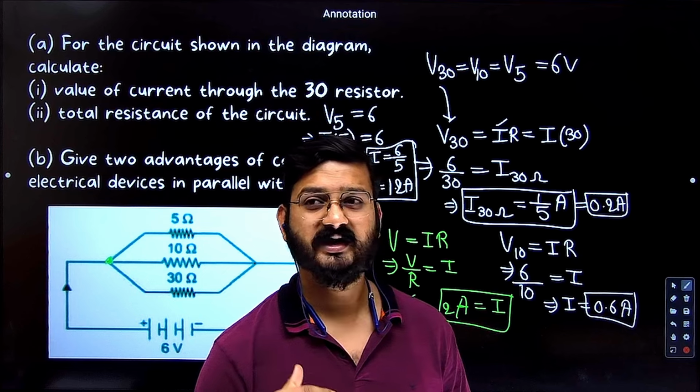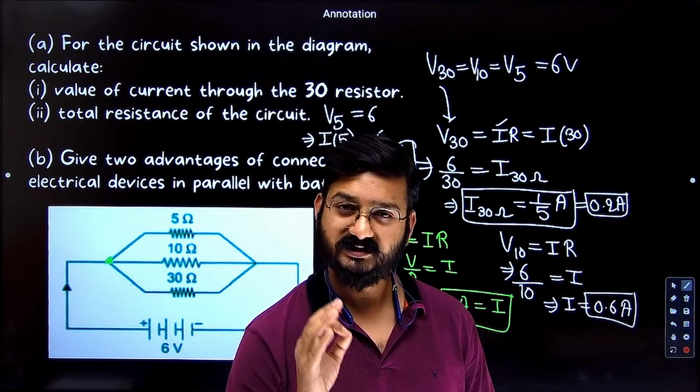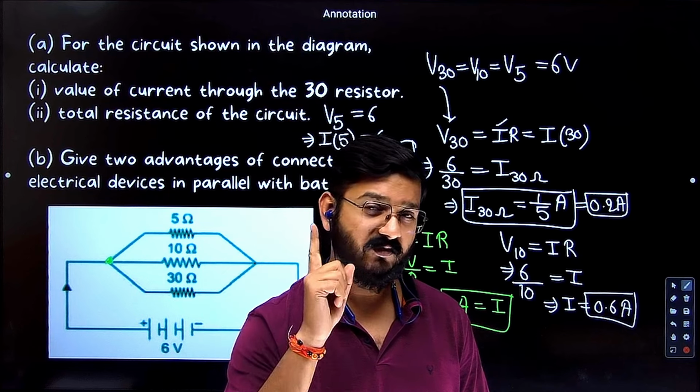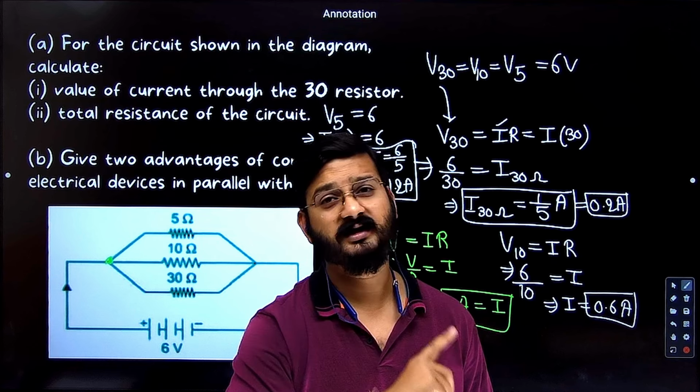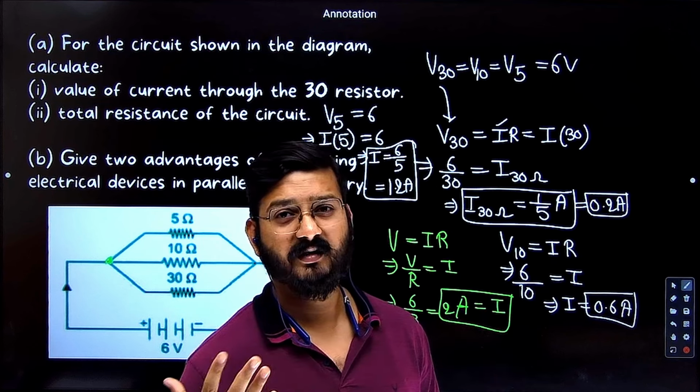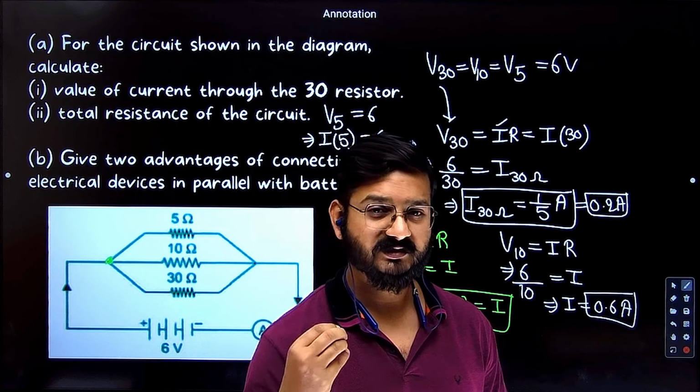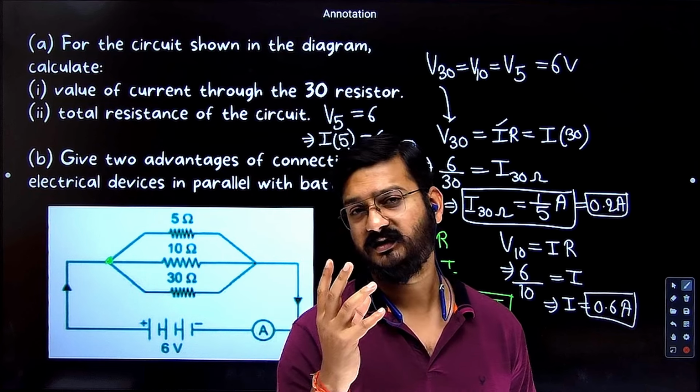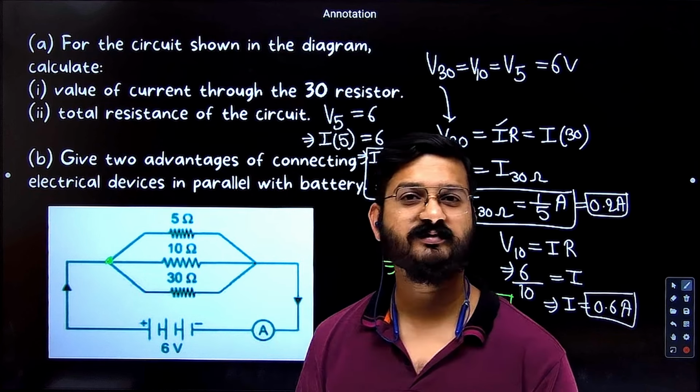Different type of appliances can work on different amount of current, which is not possible in series. In series, only one current flows through the whole circuit. So it is not possible for you to use different type of electrical appliances through the same circuit. So that's why we need parallel connection. Okay, let's move to the next problem.